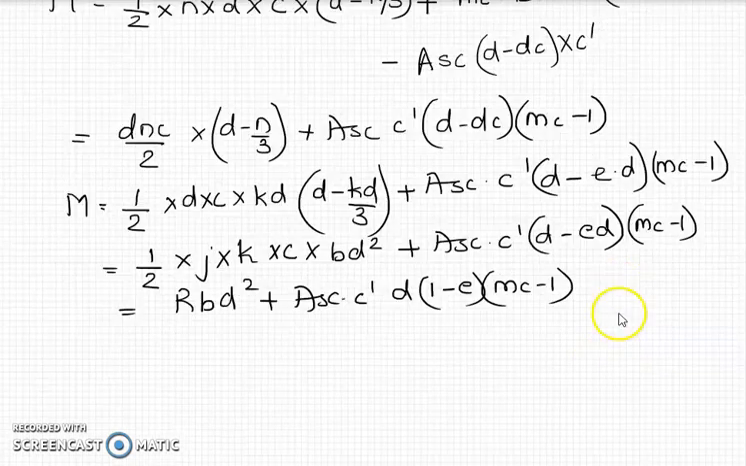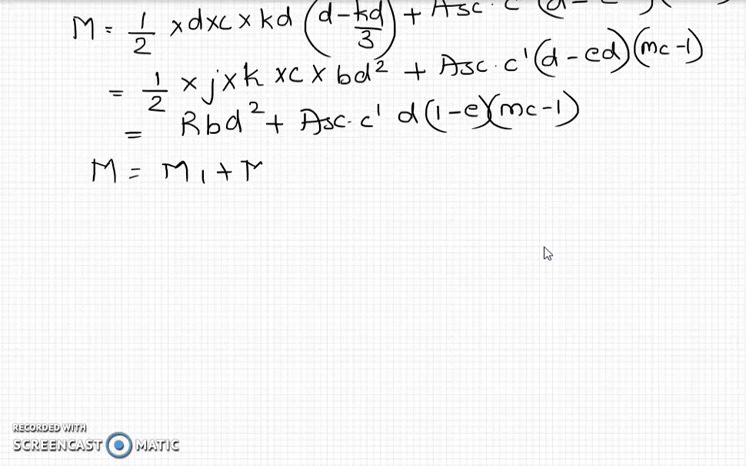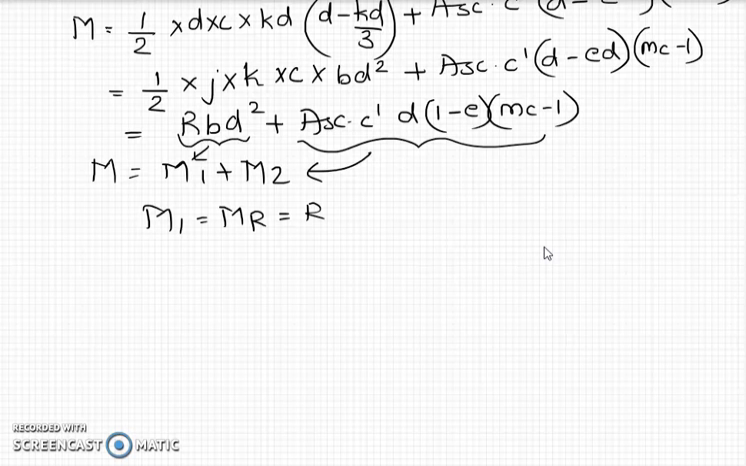Okay. So as we said, M is nothing but M1 plus M2, where this is M1 and the remaining part is M2. So M1 is nothing but MR, which is equal to RBD square, which corresponds to the balanced singly reinforced section. Okay, so this is the final equation for M.